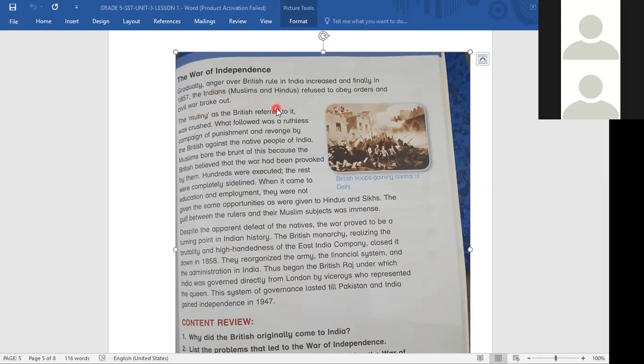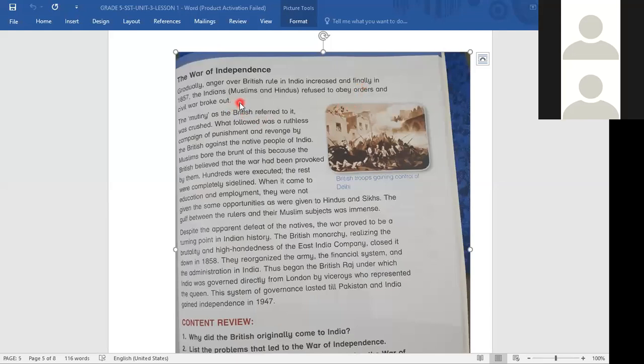Okay, I will repeat the mistakes you have made. The first word is gradually. Increased. Yes, beta, underline the word. Gradually means ahista ahista, slowly slowly. Increase means to grow, to become more. Finally means at the end.